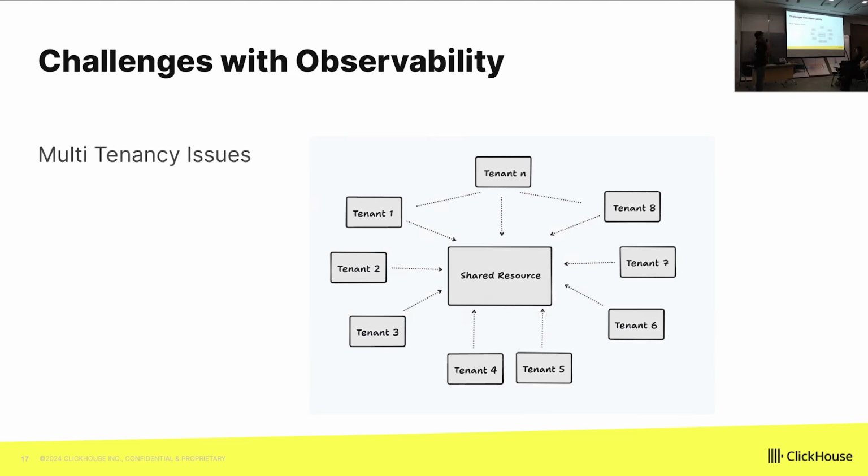Then another very important problem is multi-tenancy issues. When you build an observability system, definitely there are a lot of applications, a lot of teams who are using these observability systems. And it's very easy that one of your tenants actually misuses the observability system. They push a lot more logs and you end up, let's say, with all the tenants getting affected. So this is a very general problem, and we'll see how these problems can be solved.